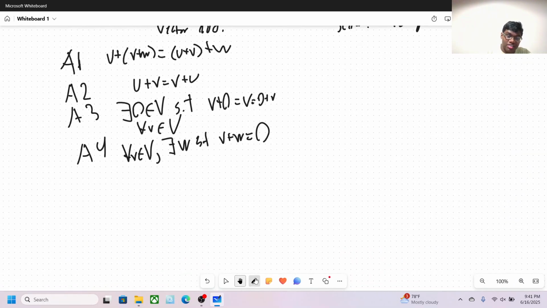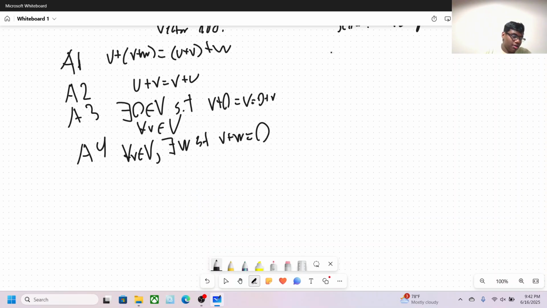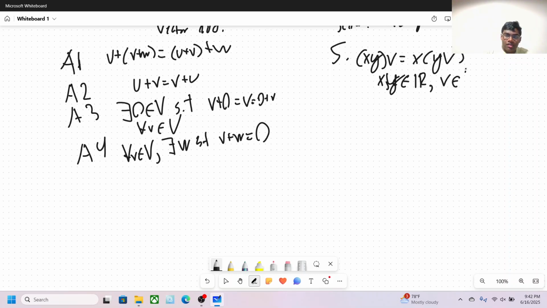Those of you who have been doing a good job on your problem sets will notice that these are exactly the axioms of the addition in a ring. But this is not quite a ring. Let's look at the multiplication. The multiplication has the same sort of associativity rule: (XY) on V equals X on (YV) for X, Y in the field R and V in the vector space V.